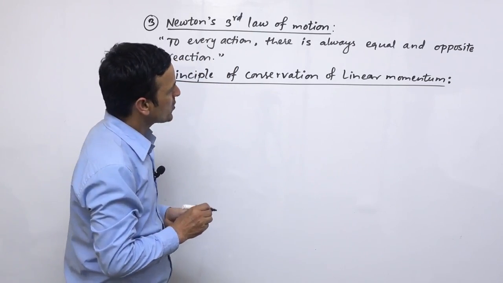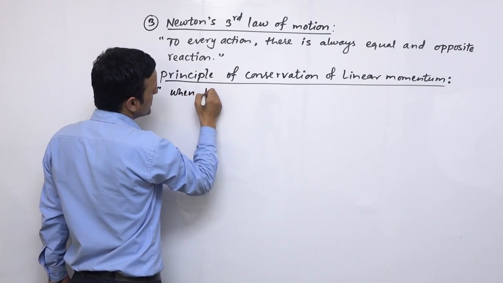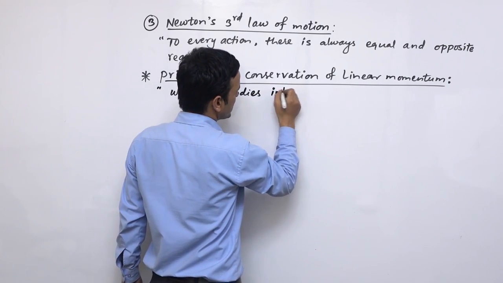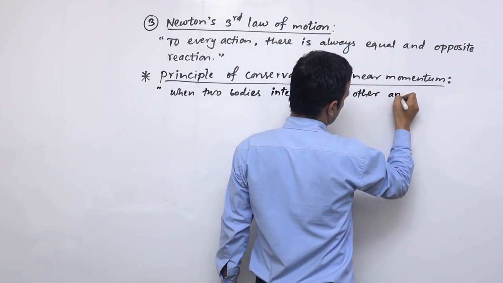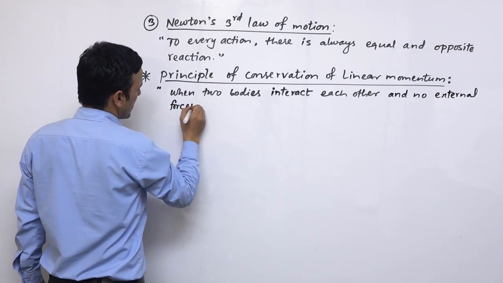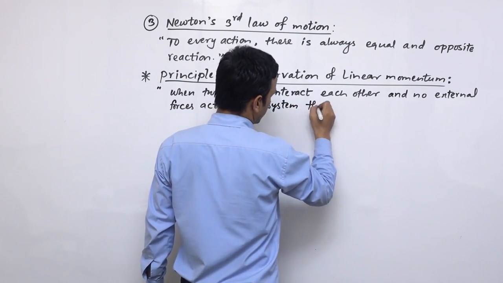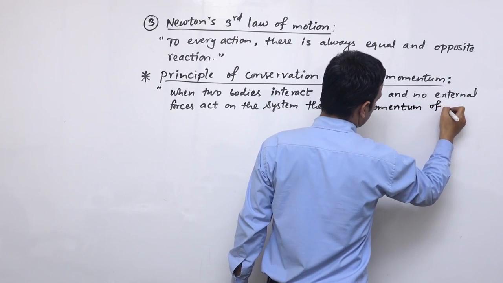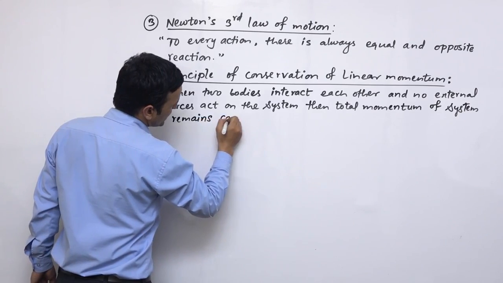So we can define this law like this: when two bodies or two particles or two objects interact with each other and no external forces act on the system, then the total momentum of the system remains constant.